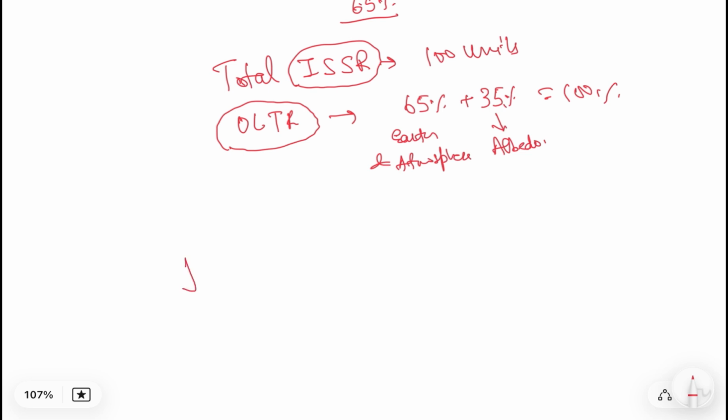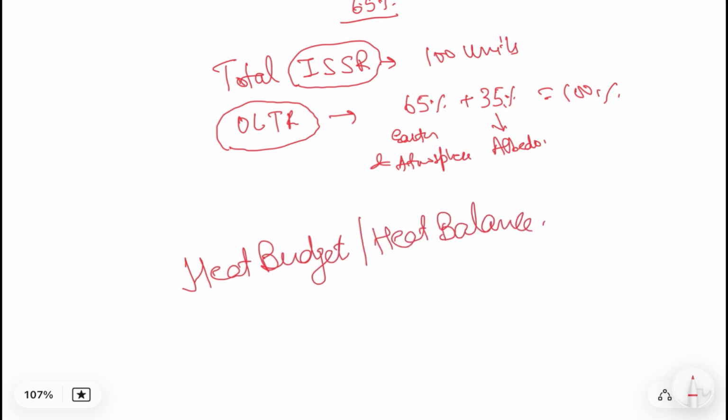So what is this? Heat budget, or heat balance, of earth is 0. Good. So the amount of the incoming and the outgoing radiation always maintains the balance of the heat on the earth's surface. So the maintaining of the heat balance will be 0. Done.